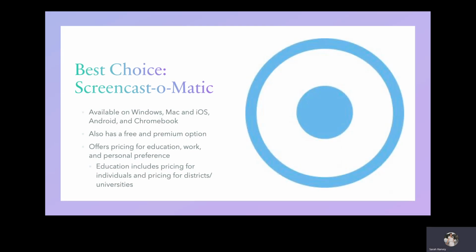Finally, my favorite choice out of all three options that I looked at was Screencast-O-Matic. This one is available on Windows, Mac, and iOS, Android, and Chromebook. There are also free and premium options for this one. It offers pricing for education as well, work, and personal preference. The education includes pricing for both individuals, so educators who want to get Screencast-O-Matic on their own, or for districts and universities.